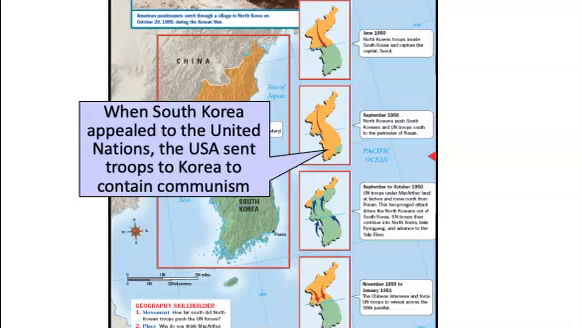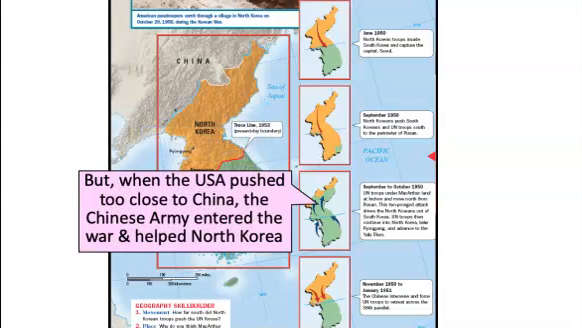And we almost failed. You can see that Northern forces were almost able to capture the entire continent. However, thanks to the incredible generalship of General Douglas MacArthur, as well as U.S. Air Forces, we were able to push the North Koreans back. However, we got a little too close to China. And when we had gotten too close to China, China entered the war and helped the North Koreans. Now, this precipitated an incredibly deadly struggle on the Korean Peninsula and some absolutely awful fighting.